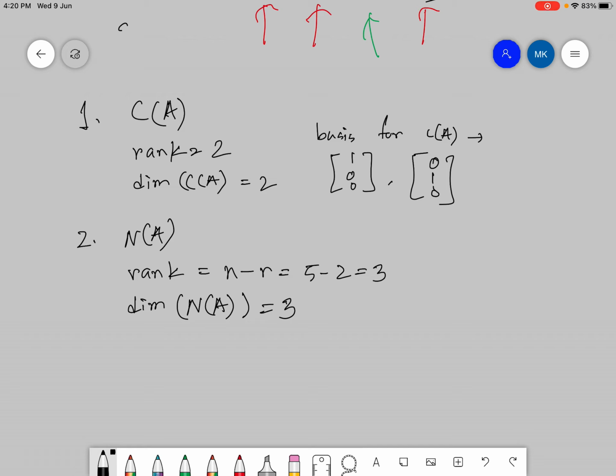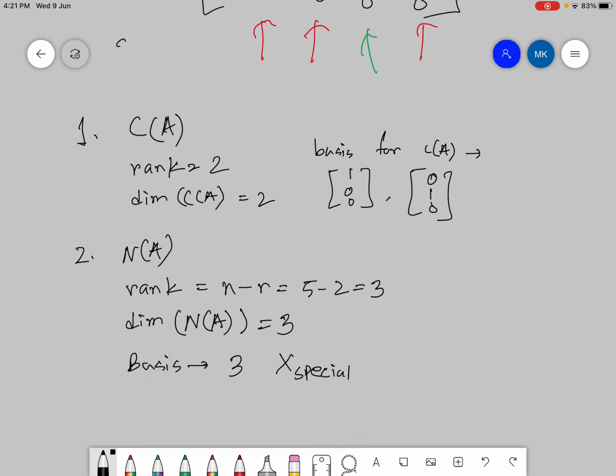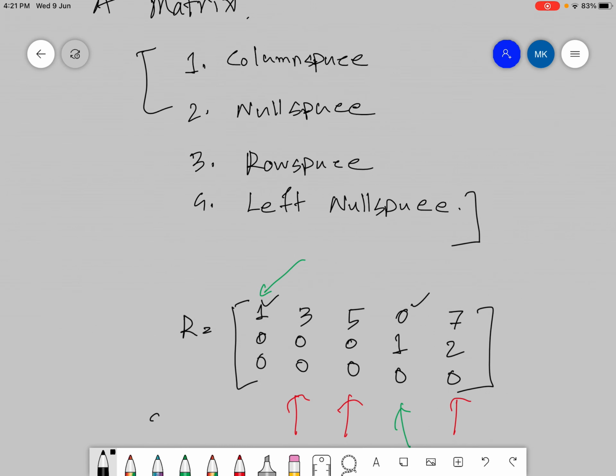So there are 3 special solutions, and as the dimension is 3, there should be 3 basis vectors for that null space, and for those basis vectors you have to find out the special solutions. So the basis is basically the three x special. So you have to find out the x specials from here. You already know how to find the null space, right?